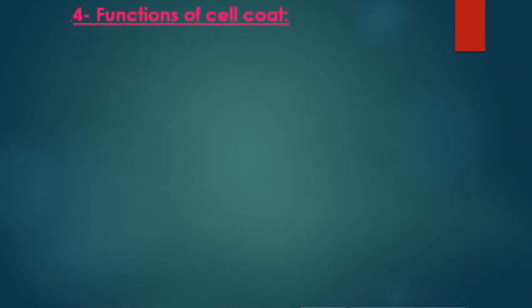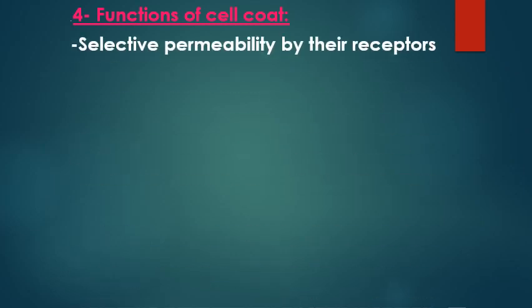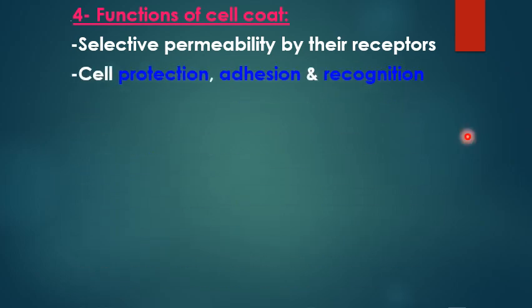What is the function of the cell coat? As we said, the cell coat is the glycolipid or the glycoprotein present on the surface of the cell, and they contain receptors. So the first function is selective permeability. The cell coat is also important for protection, adhesion and recognition.